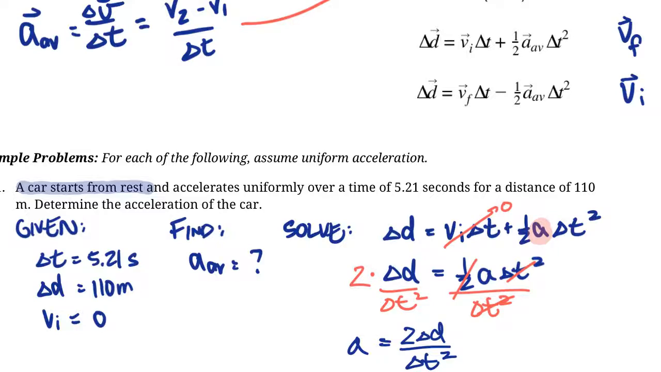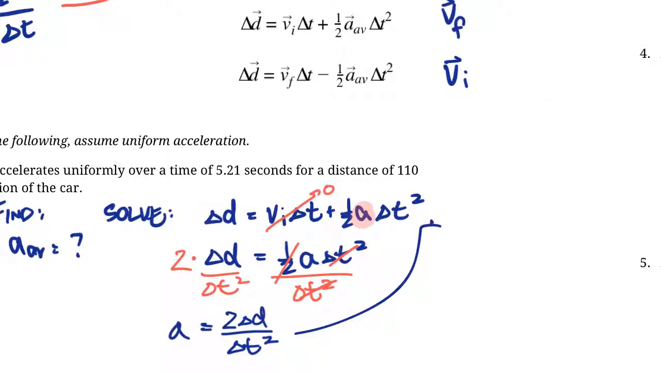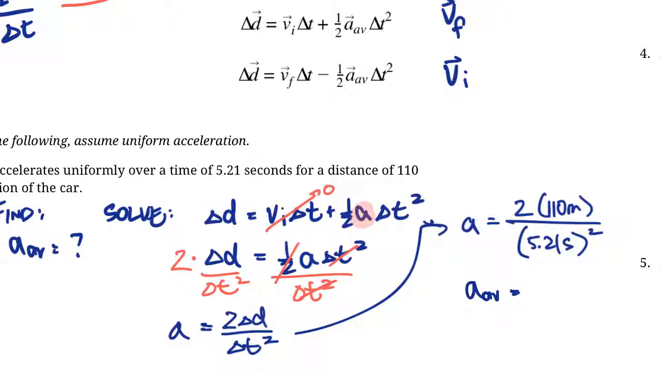Now that we have that, it's pretty easy to plug in the values we know to come out with the answer. So our acceleration is going to be 2 times 110 meters over delta t squared, and delta t is 5.21 seconds squared. If you plug this into your calculator, you should get the final acceleration, really the average acceleration, of 8.10. And looking at the units, it's meters, and then seconds squared, so meters per second squared, which is what we would expect for an acceleration.